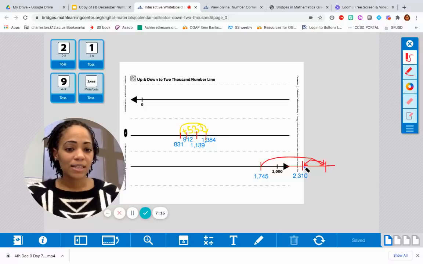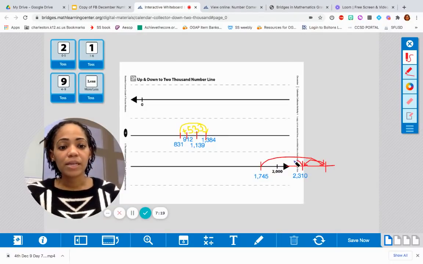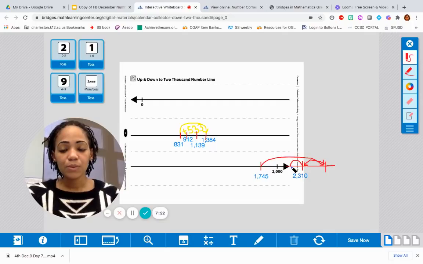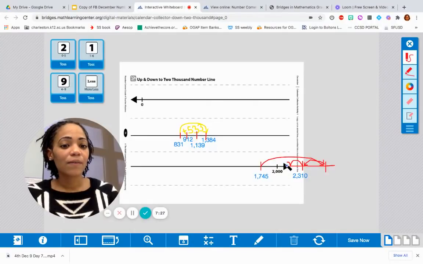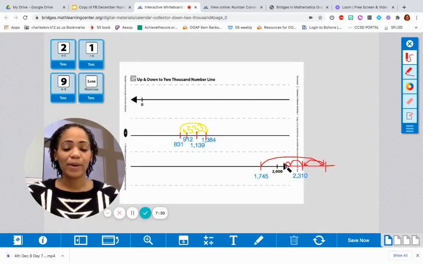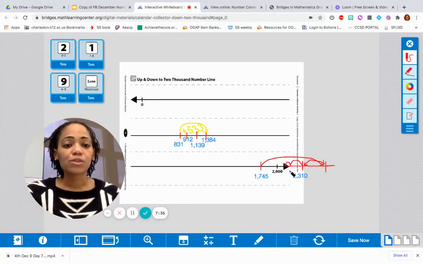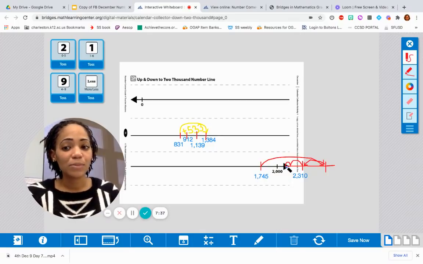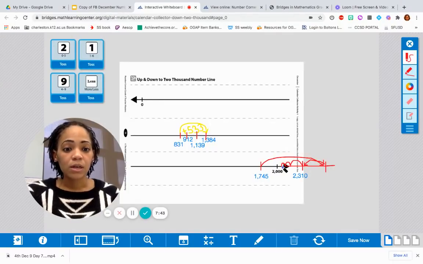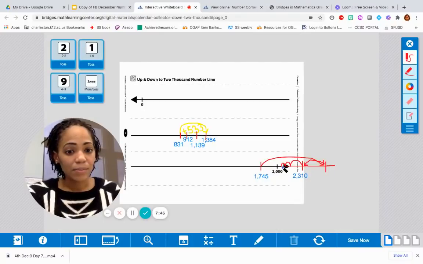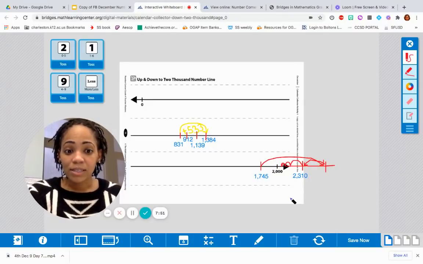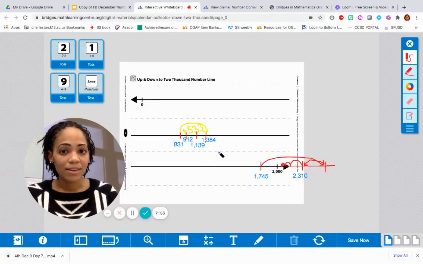2,310 minus 139. So maybe we could take away 100, which would be 2,210. And I'm going to say let's take away 30, or let's start by taking away 10. So 2,200, and then we still have 19 more to go. So I could take away 20, which would be 2,180, but I only needed 19, so then I'd have to add 1 back, which would be 2,181. Is that what you got?